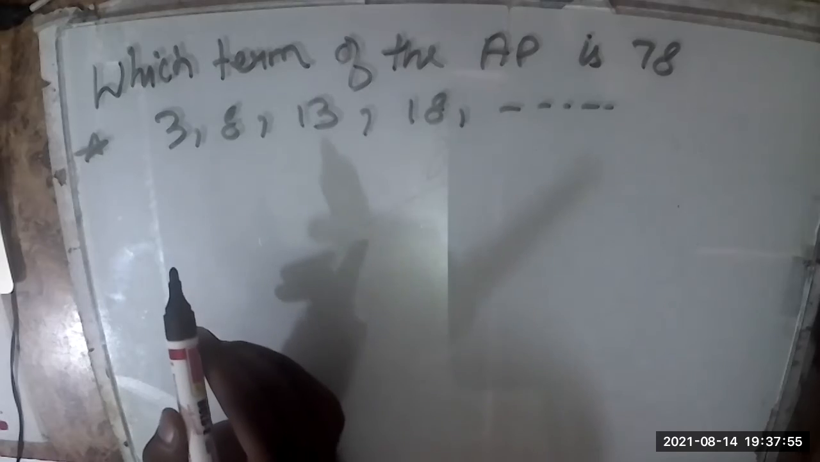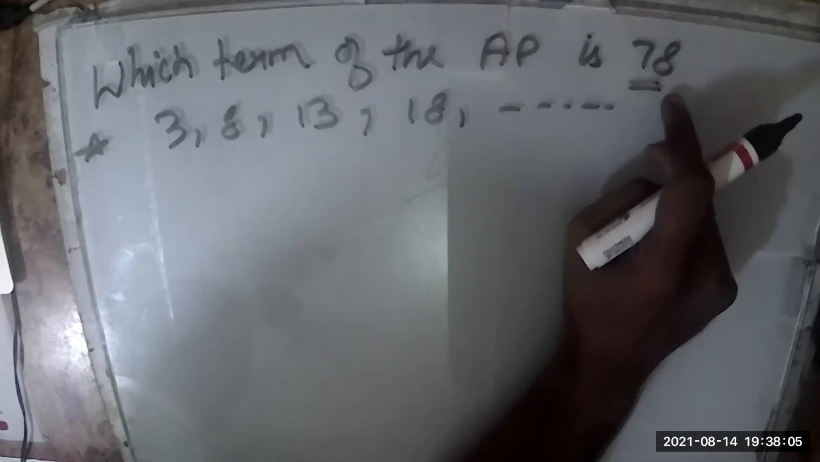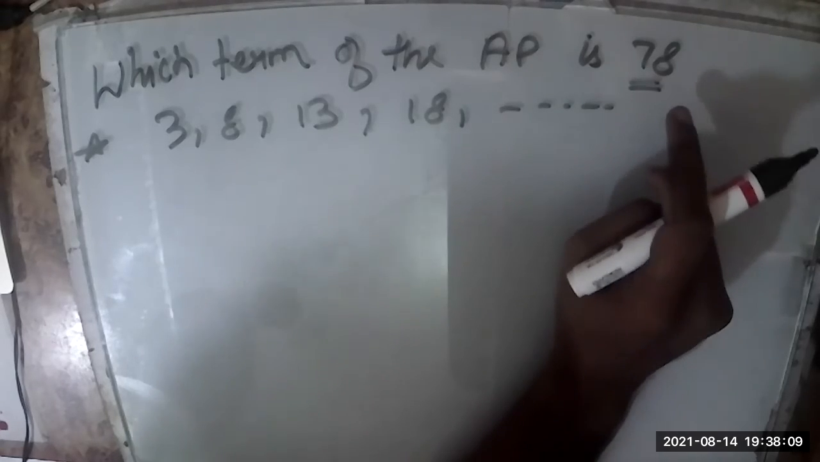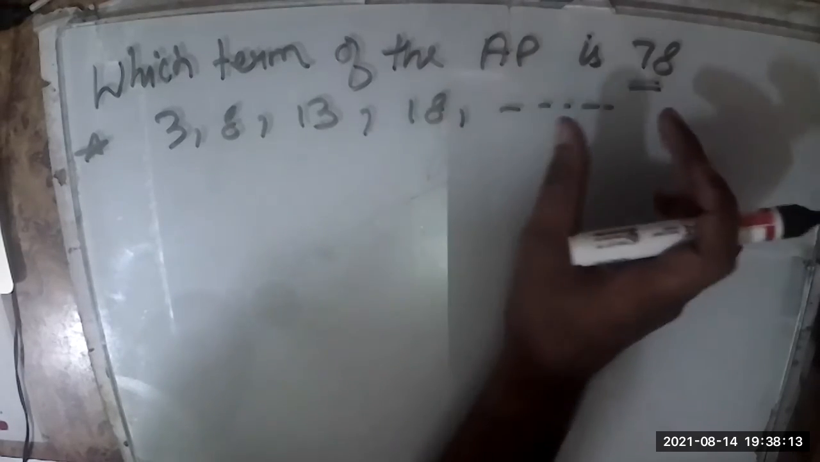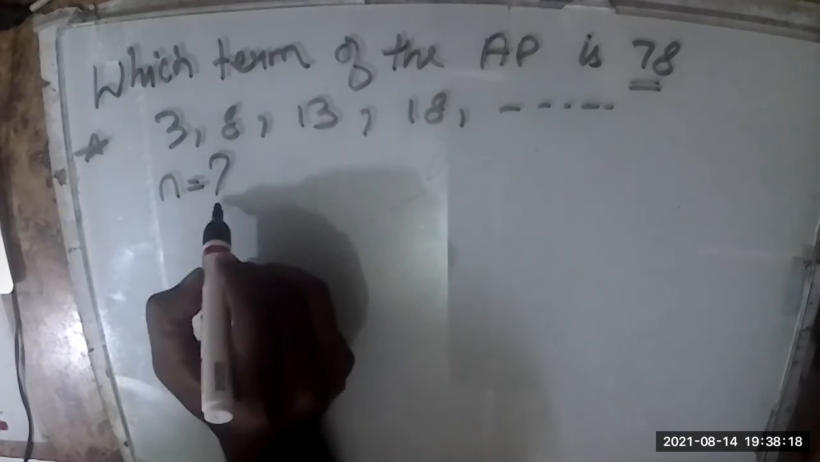So in this question, it is now not asking the nth term. It is not asking the 20th term or 15th term. It is asking whether 78 is part of this series. It is asking this is what number of term, which means whether it is 20th term, 21st term, 22nd term, which term of the AP is 78. Okay, it means it is asking the value of n.